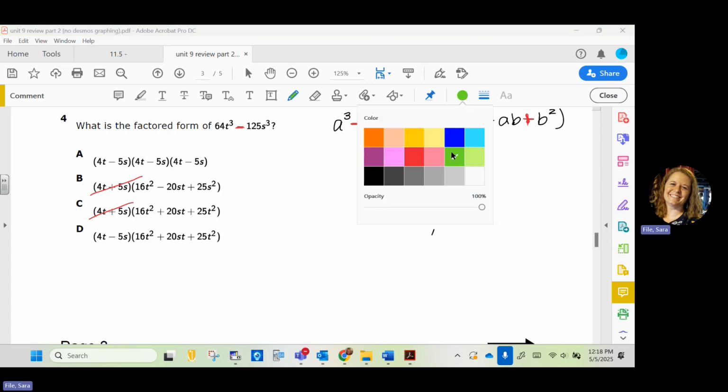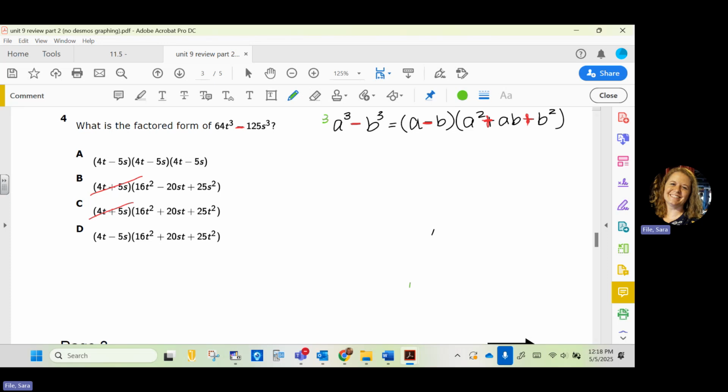So if I take the cube root of the first term here, the cube root of 64 is 4. And the cube root of t cubed is t. So this is going to be 4t in place of all the a's.